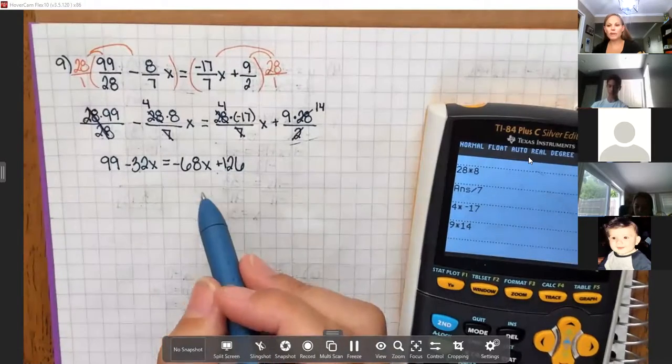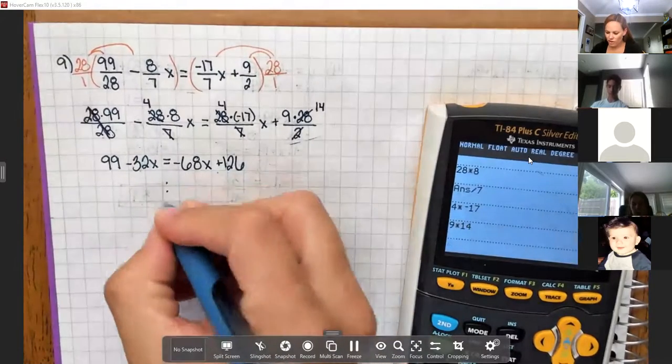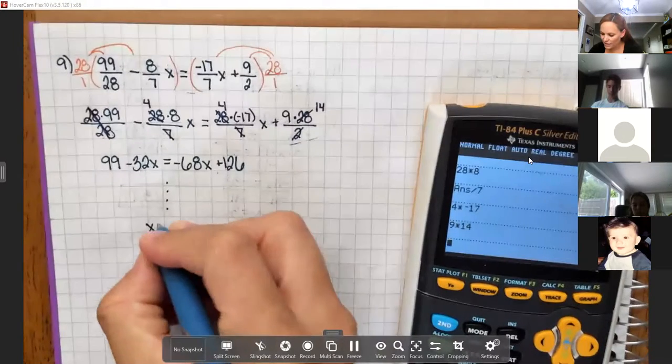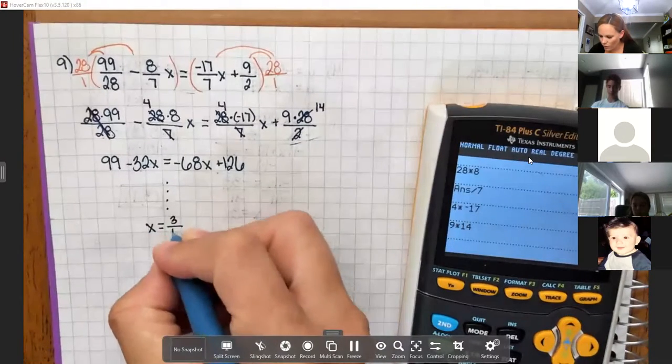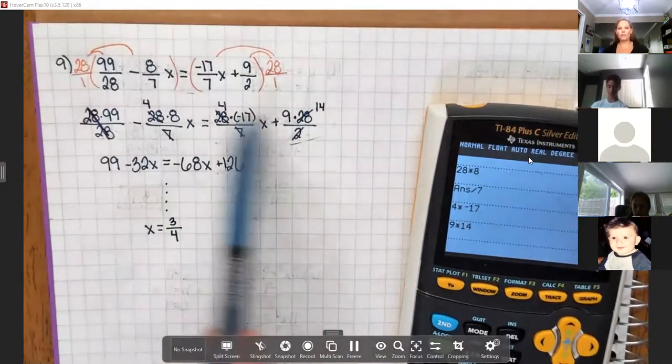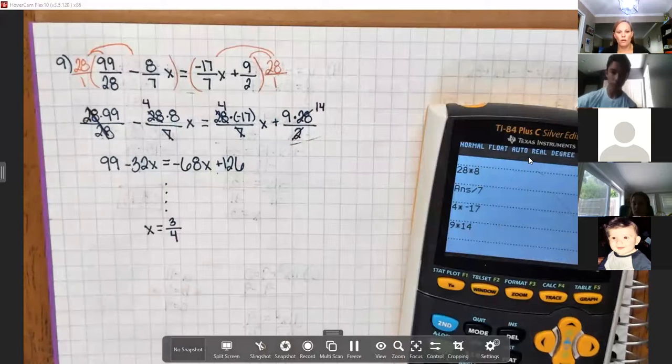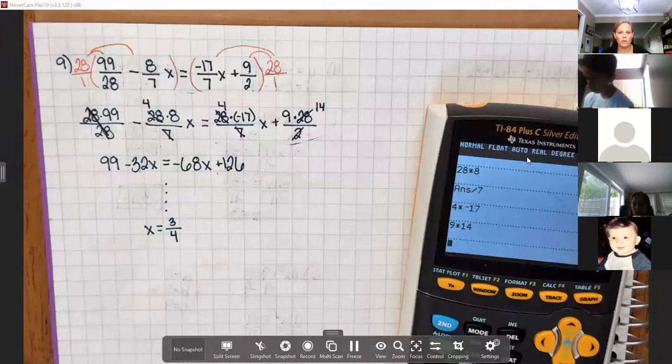So from here, it's just a basic equation, which I'm sure we all remember how to solve, and you should get x equals 3/4. I wanted to go over this one to make sure we reviewed fraction busting a little more. Do we have any questions on that?